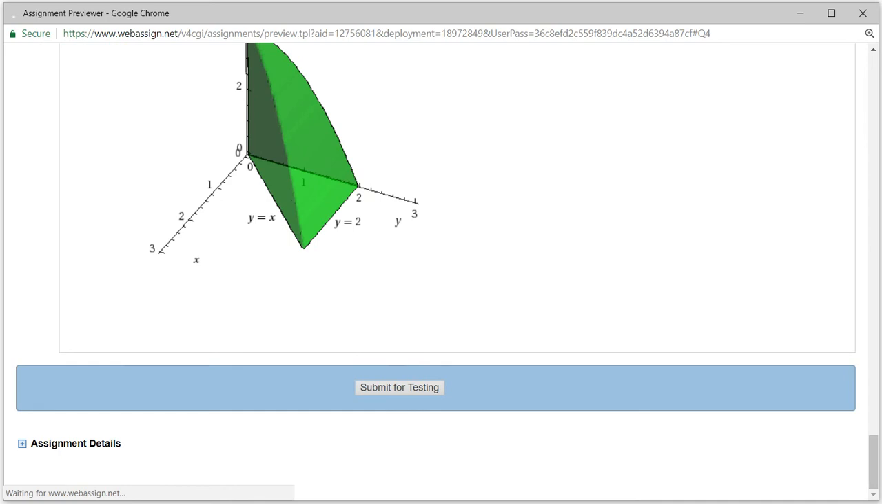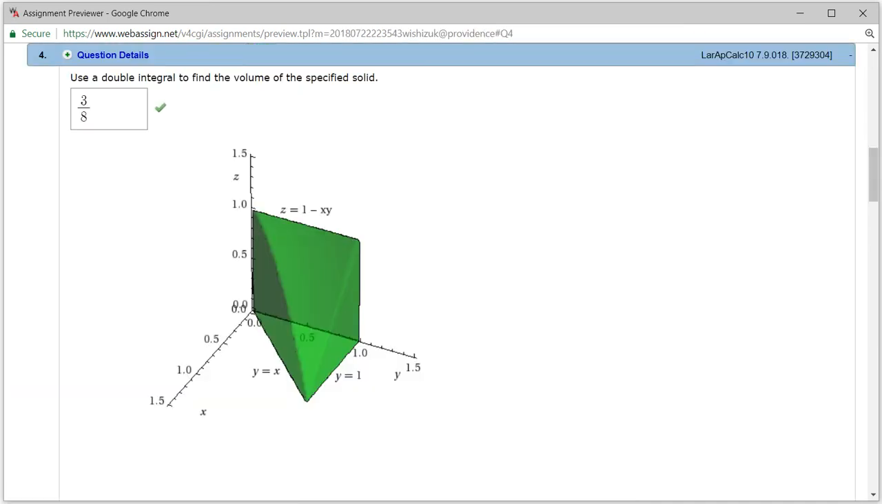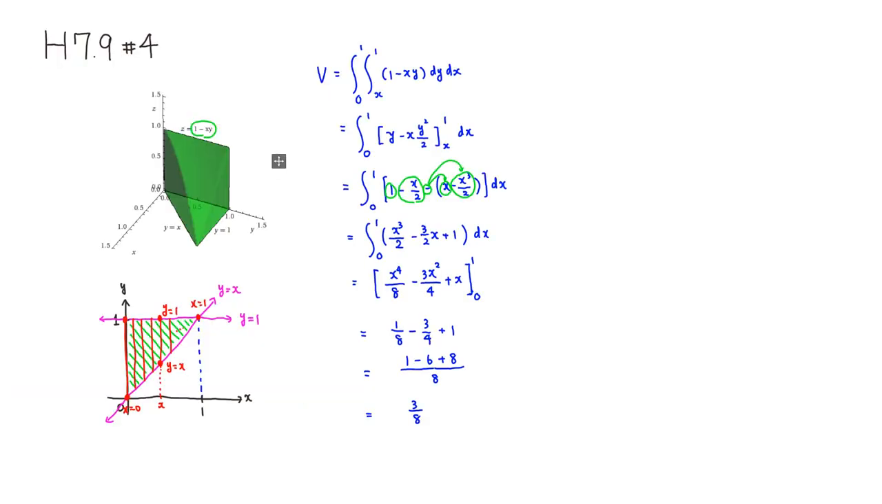Submit for testing. All right, I came back and it looks like we got this one correctly. All right, that's it. I hope that this was clear.